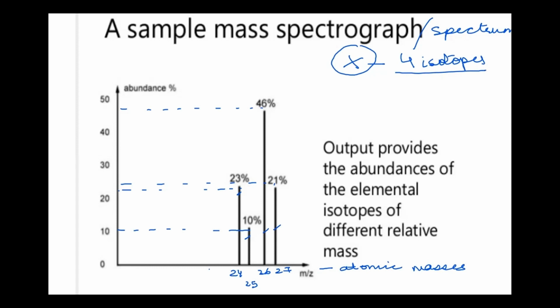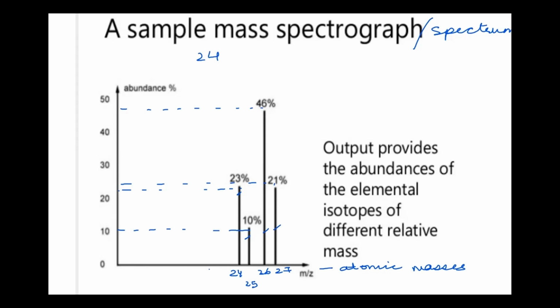Now, on the basis of the percentage abundance and the different atomic masses of the different isotopes, we can calculate the relative atomic mass of this element X. How will we do it? In order to calculate the masses, we have the percentage abundance of the isotope whose atomic mass is 24. We need to calculate the average.